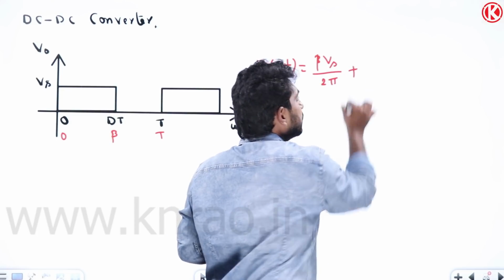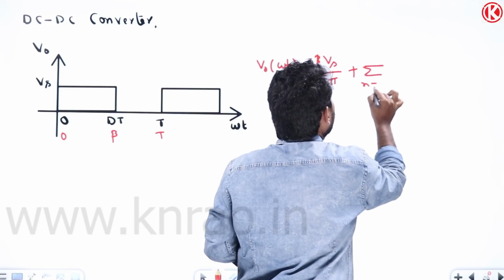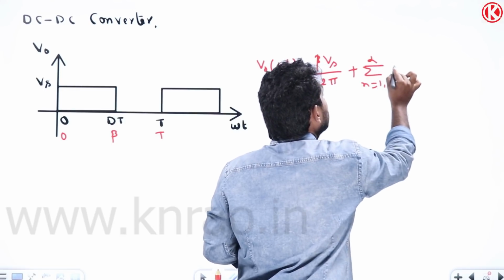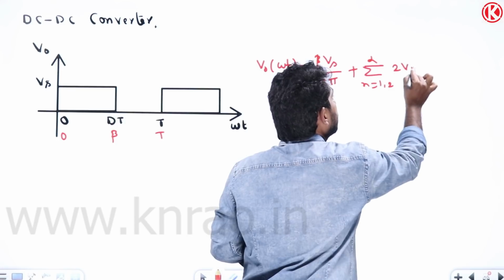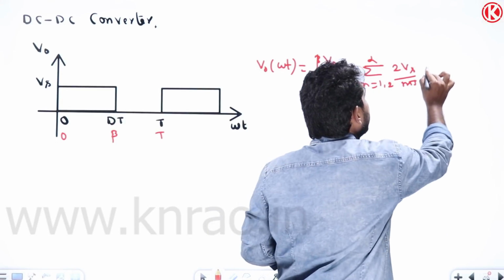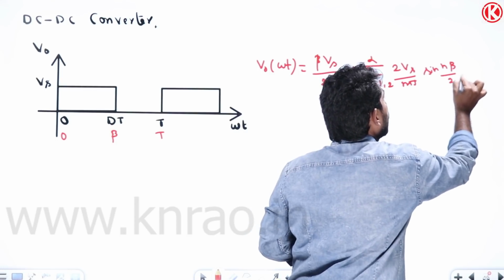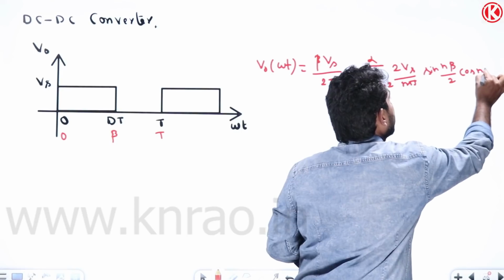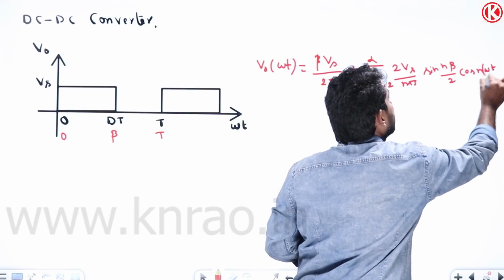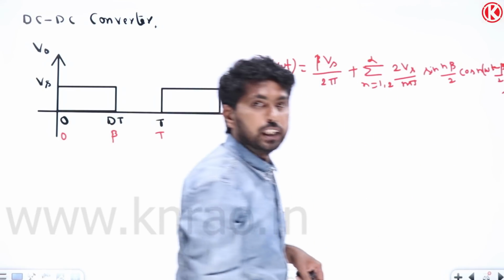sigma n equal to 1 to infinity, 2 Vs by n pi, into sine n beta by 2, into cos of n omega t minus beta by 2.